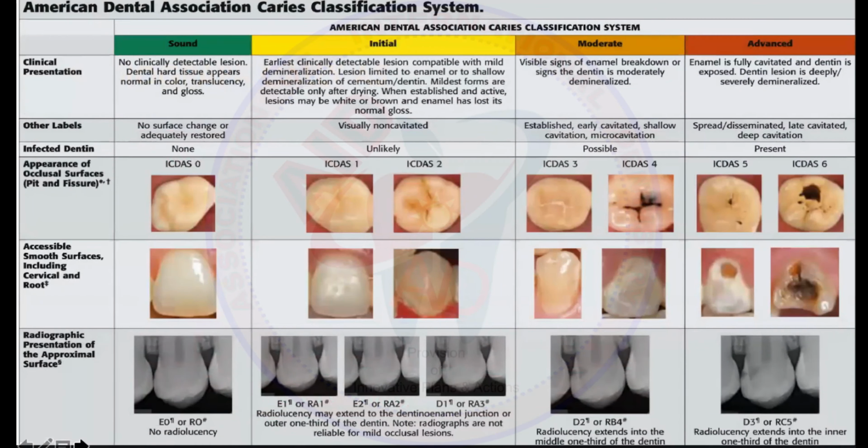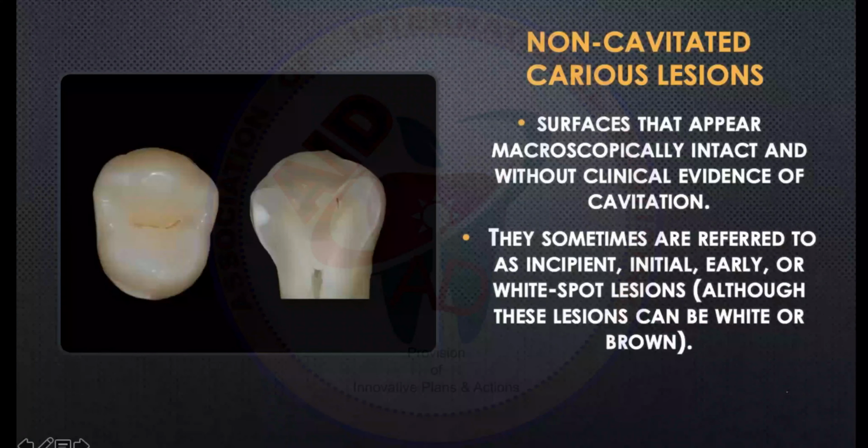Then this is another classification system that you all must read about, the American Dental Association Caries Classification System. What they have done is collaborate all these together: clinical examination, then the dentine, whether infected dentine is present or not, then the ICDAS system of classification, then the radiographic presentation. They have clubbed it together and made this American Dental Association Caries Classification System. So you all can read it.